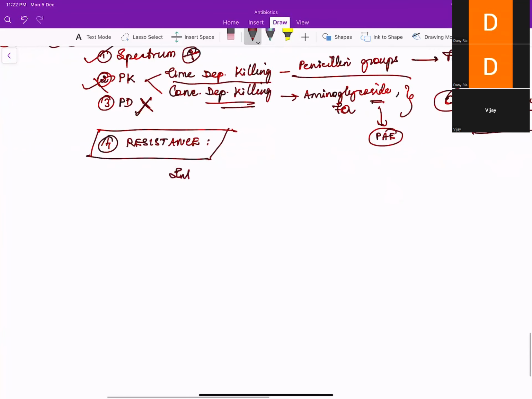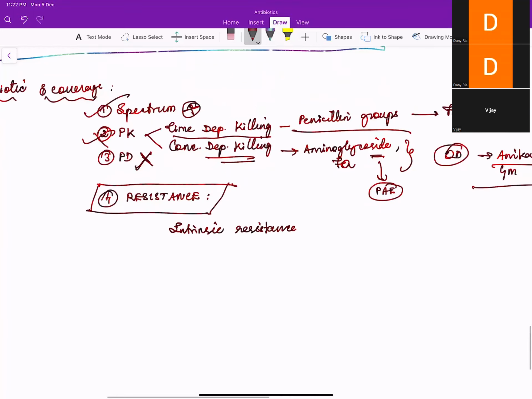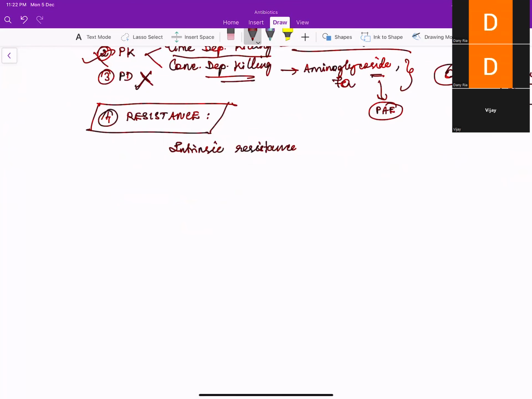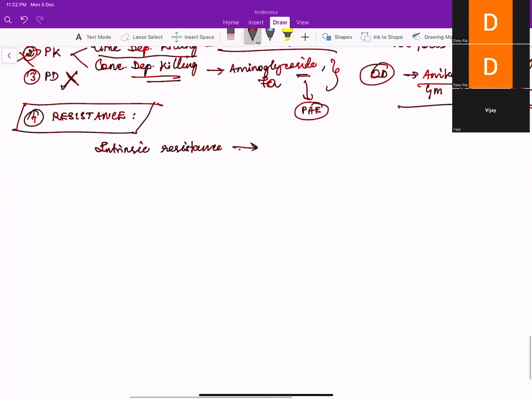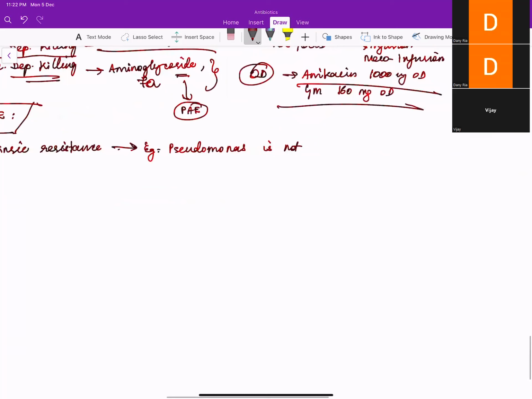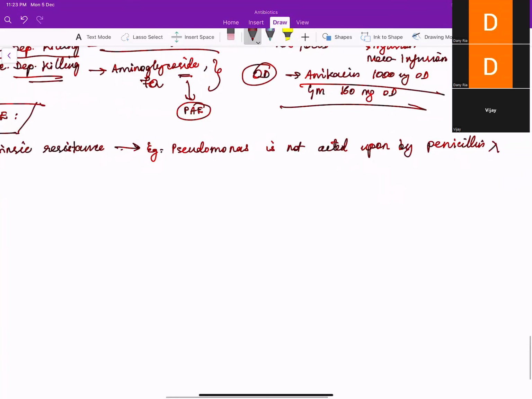There is something called intrinsic resistance. This part is the most important part. So if you are not able to follow, you can stop me anytime. Intrinsic resistance is when some bacteria are not susceptible to an antibiotic. I'll tell an example. Pseudomonas is not acted upon by penicillin. Penicillin is the basic antibiotic, as you know. If you give penicillin for Pseudomonas, it is not going to act because Pseudomonas is intrinsically resistant to penicillin.